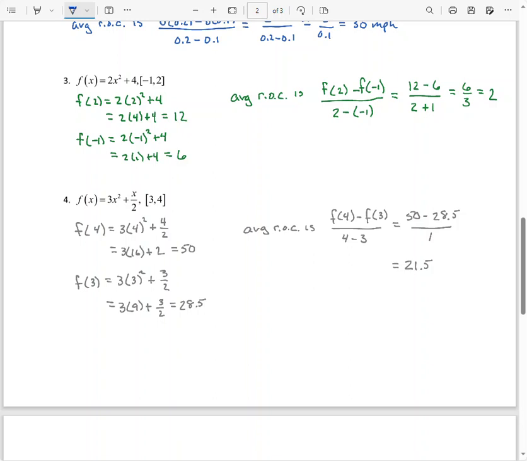If f of x is 3x squared plus x over 2, and the x values go from 3 to 4, our interval, we'll evaluate at 4. 4 squared is 16. 16 times 3 is 48. And 4 over 2 is 2. 48 plus 2 is 50.